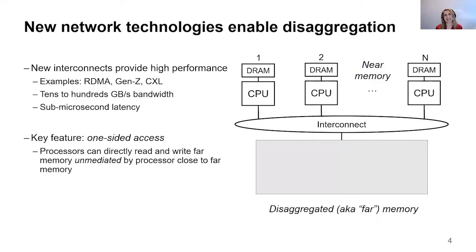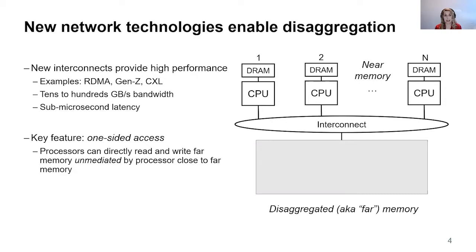So the good news is that there are technologies that are potentially going to help us out here. In particular, network technologies are getting faster. We're seeing things like RDMA over InfiniBand or Ethernet, as well as emerging interconnect standards that are open, like Gen Z and Compute Express Link, or CXL. And these interconnects are providing upwards of tens to hundreds of gigabytes per second worth of bandwidth, as well as sub-microsecond latencies for small transfers across the fabric.